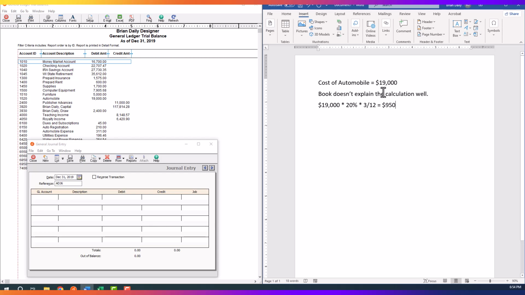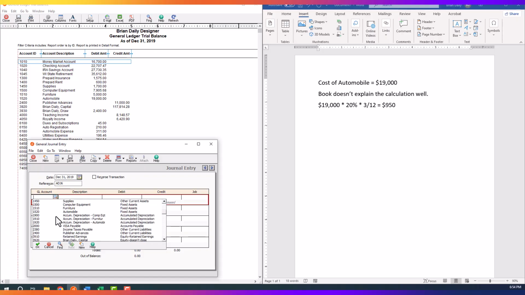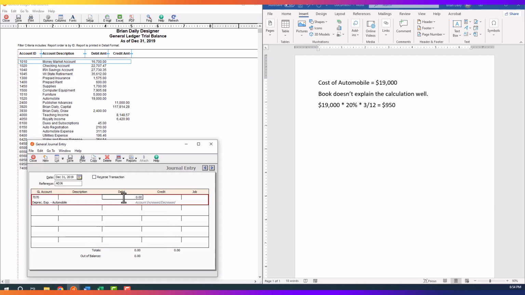But anyway, here we're using the automobile, so we have the idea of an expense again. So from my general ledger list of accounts here, I want to find a depreciation expense for the auto, and enter that amount that was given to us, $950.